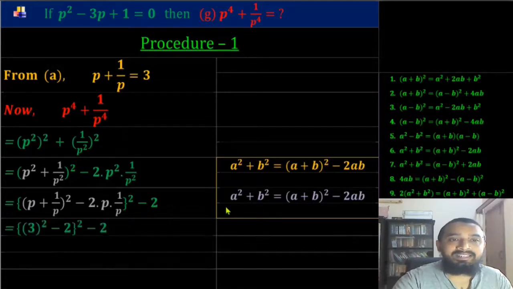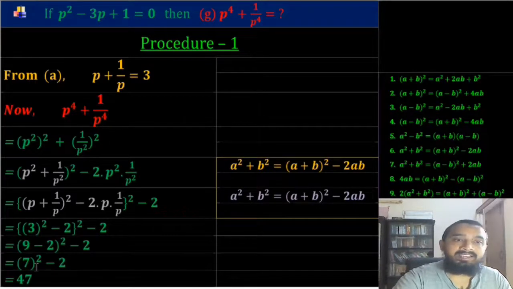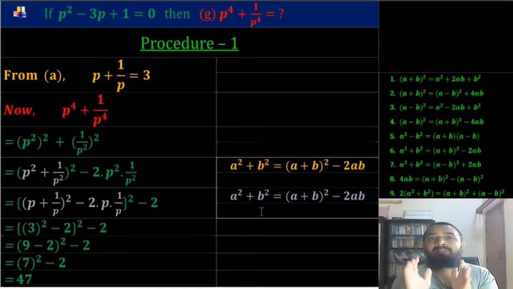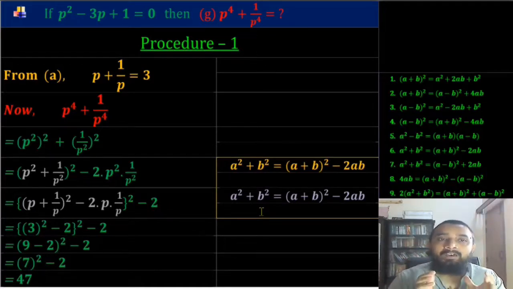If we put down the value, we're going to have (3² − 2)² − 2. Now 3² is 9, so (9 − 2)² − 2. So it's going to be 7² − 2, which is 47. That means by applying procedure 1, by using the value p + 1/p = 3, we got the value 47 of the desired destination.